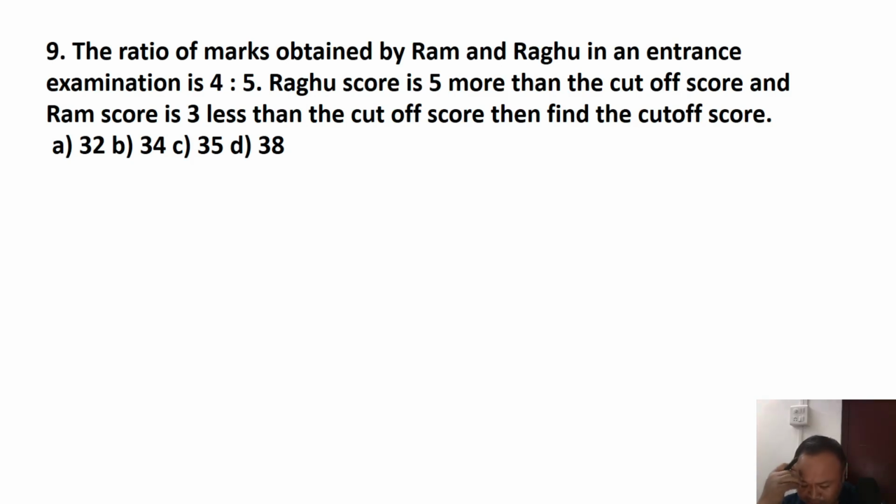The ratio of marks obtained by Ram and Raghu in the entrance exam is 4:5. Raghu scored 5 marks more than the cutoff score, and Ram scored 3 marks less than the cutoff score. Then find the cutoff.